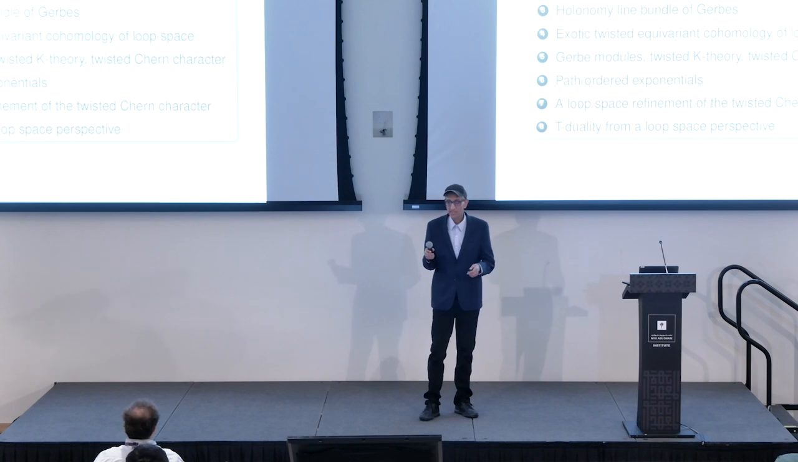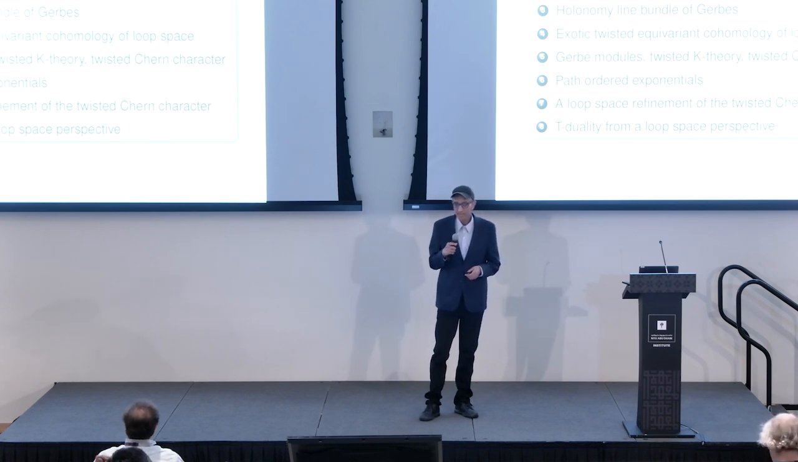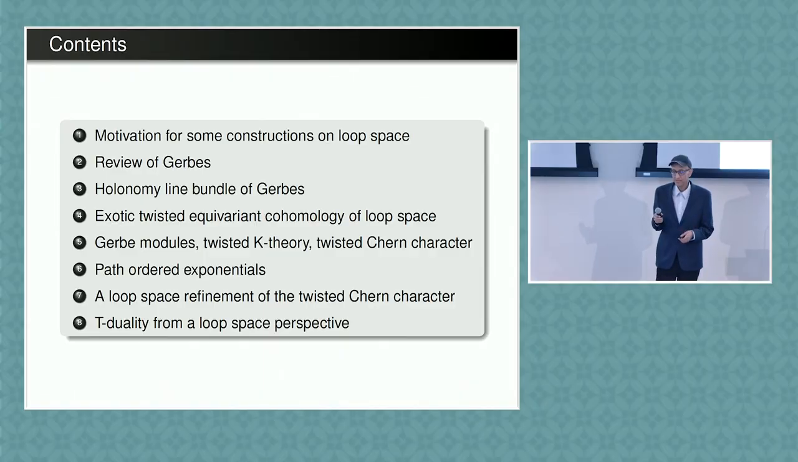I'll give some motivation for the construction, and then a review of gerbes, which can be thought of as the background flux. And then there is a holonomy line bundle of gerbes, and this is a line bundle which is very natural on the loop space. And then there's exotic equivariant cohomology. I'll explain why that comes up. And then the gerbe modules, twisted K-theory, twisted Chern character, and so on. And then finally, there's a loop space refinement of the twisted Chern character, and then T-duality from a loop space perspective. Okay.